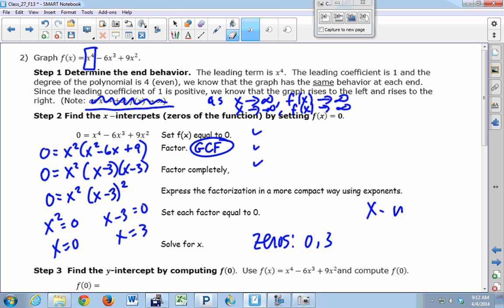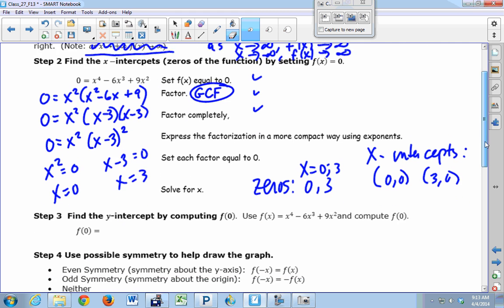My x-intercepts, notice how my notation's different. My x-intercepts, I actually put coordinates in. My zeros, I can either just list them or say x equals 0, comma, or 3, semicolon, whatever you want to do.